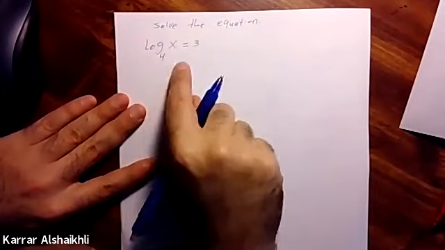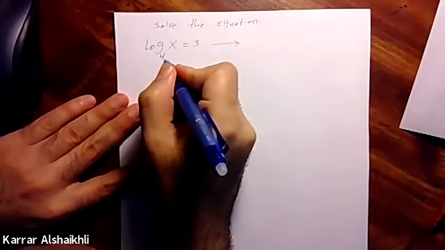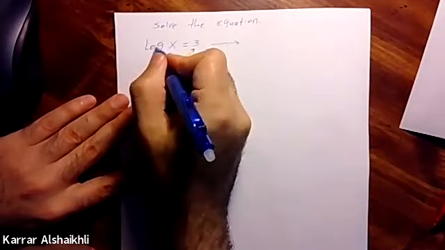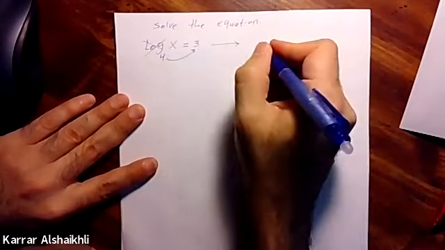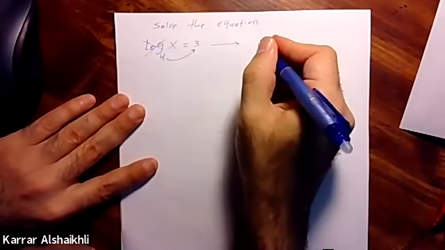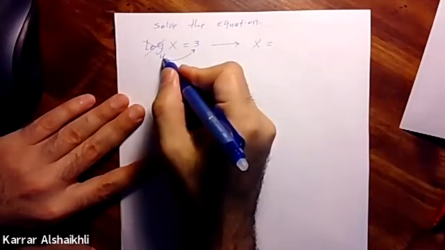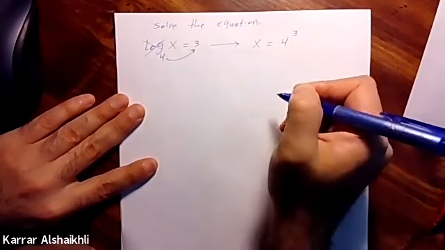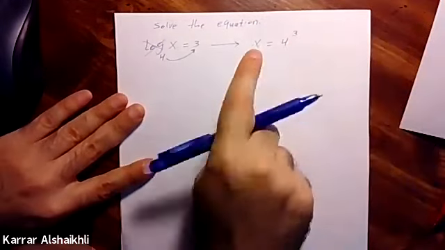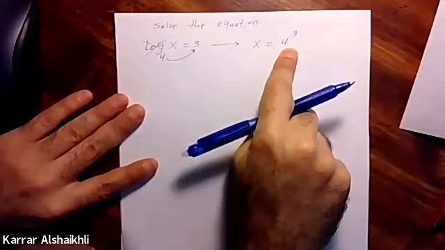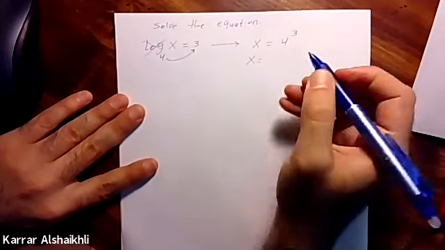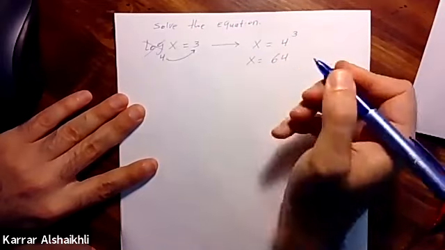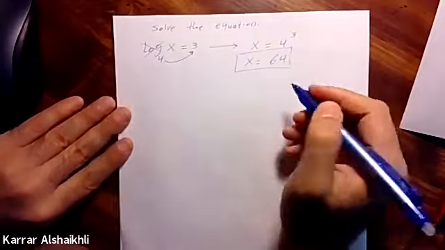I can't do it here, so I'm going to convert to the exponential form. Move the base to the other side and cancel the log. The leftover on this side is just x equals. I'm going to move the base from here to the other side, so it's going to be 4 cubed. That's it. You see the x by itself and everything on the other side. So x is equal to 4 cubed, which is 4 times 4 times 4, which is 64. This is the solution for this one.